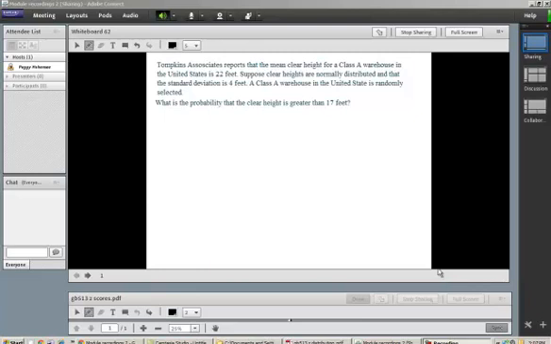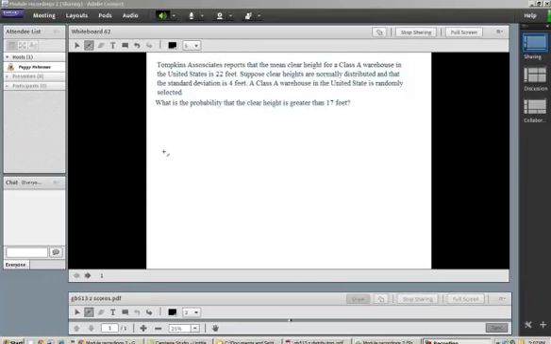On to sample problem 6.7. Tompkins Associates reports that the mean clear height for a Class A warehouse in the United States is 22 feet. Suppose clear heights are normally distributed and that the standard deviation is 4 feet. A Class A warehouse in the United States is randomly selected. What is the probability that the clear height is greater than 17 feet?